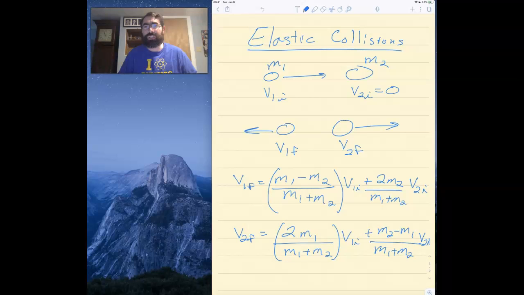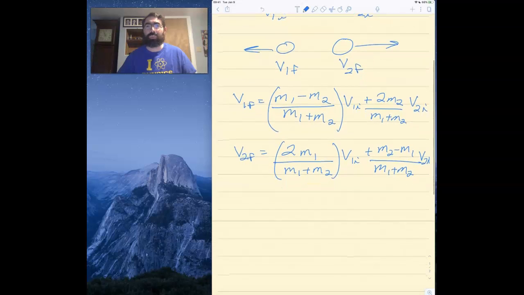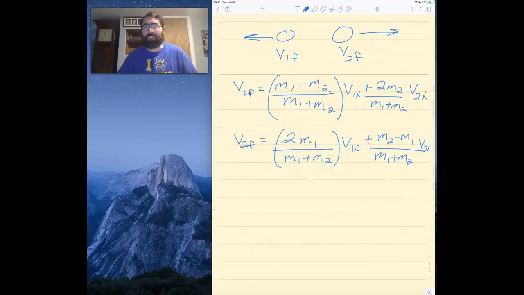Then they crash and bounce off each other, with mass 1 leaving with a final velocity v1f, and mass 2 gaining a speed and moving away with the speed v2f. The speeds after the collision can be calculated with these equations, which we derived in last class. What I wanted to look at was a specific example, one that's near and dear to my heart as a nuclear physicist: how am I going to stop neutron radiation?